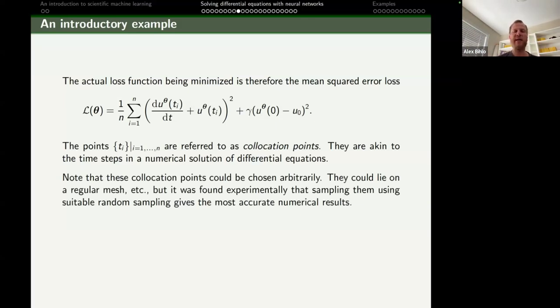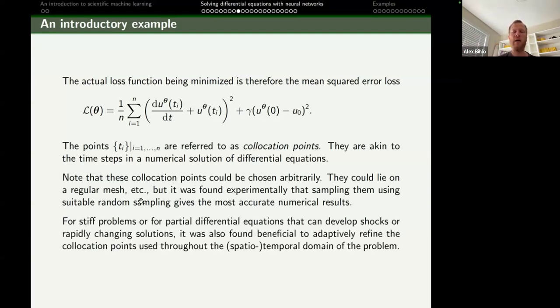Just as a quick side note, how do you find these collocation points? People typically do this using random sampling, some sort of hypercube, Latin hypercube sampling. You could also use a regular mesh, but I also want to foreshadow that if you work with partial differential equations or stiff problems, so problems that might change rapidly, it would make sense to cluster more of those collocation points where your solution starts to exhibit more complicated features.